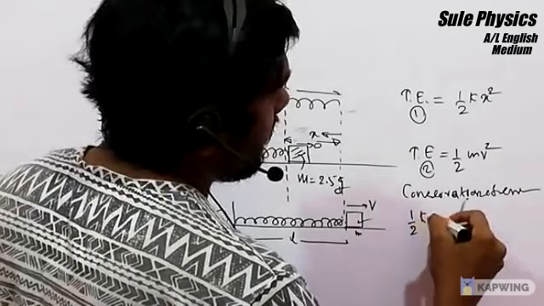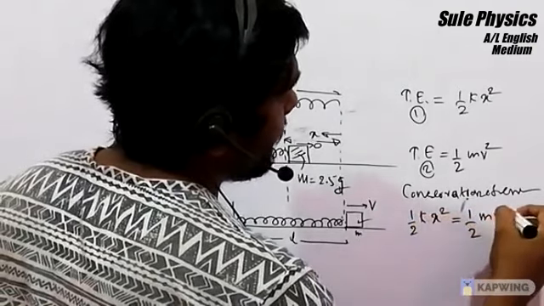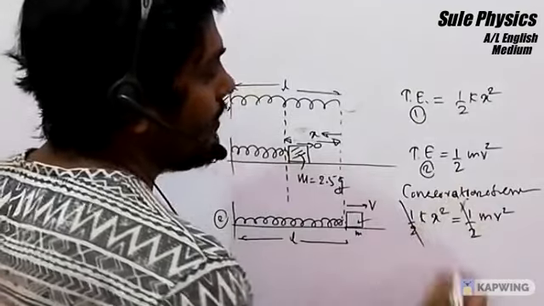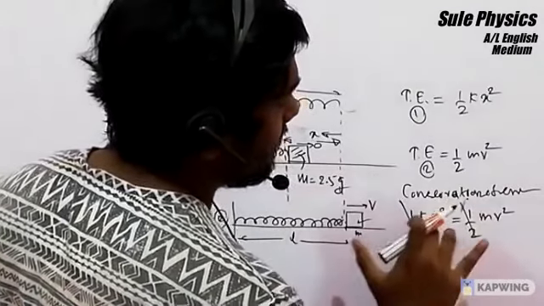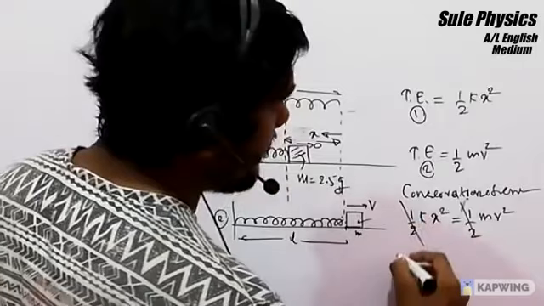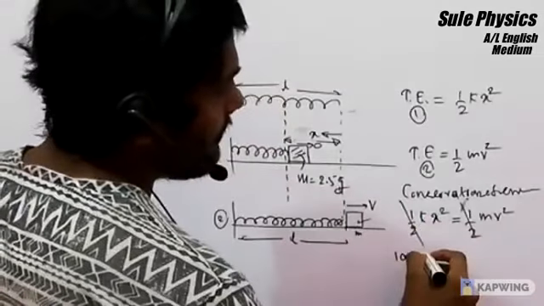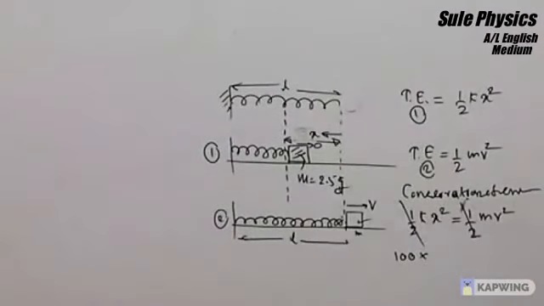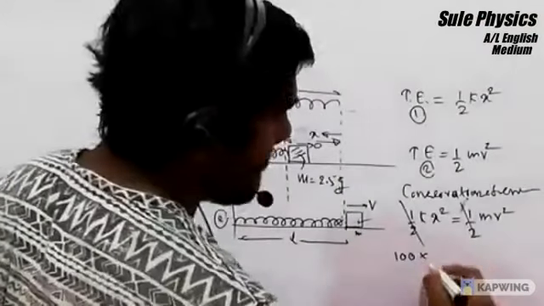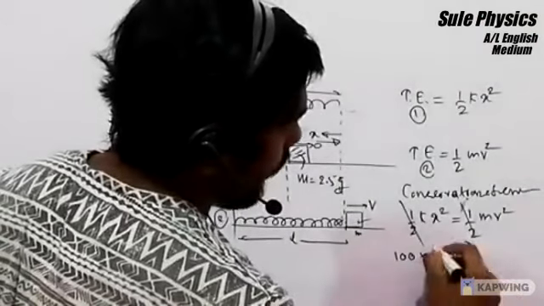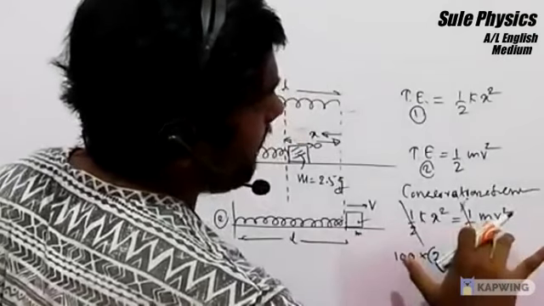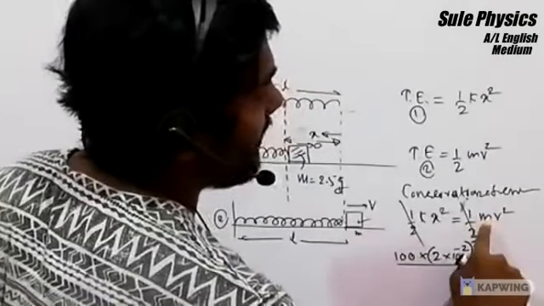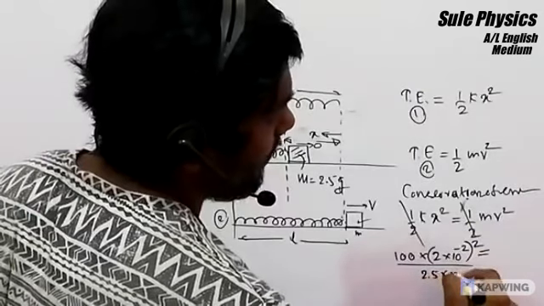Then half kx squared is equal to half mv squared. Half and half get cancelled out. k is nothing but the spring constant. They have given the spring constant as 100. x squared: they have given the compression as 2 centimeter. The spring is contracted by 2 centimeter. So the compression is 2 centimeter. Then 2 into 10 to the power minus 2, whole squared. m, the mass of the object, is 2.5 grams, which is 2.5 times 10 to the power minus 3.